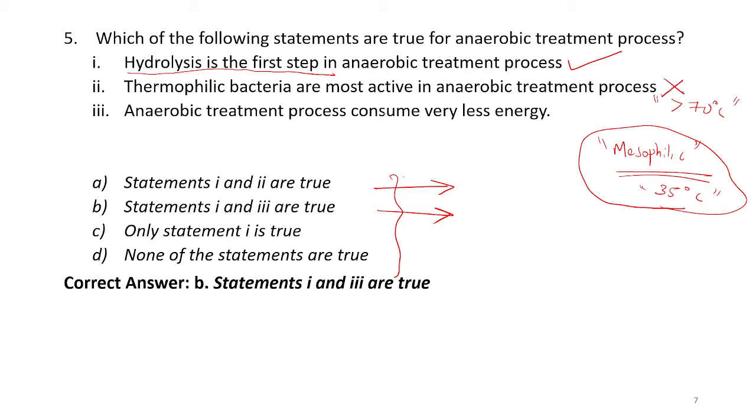Then we have statement 3. Anaerobic treatment process consumes very less energy, which is true. That is one of the most important advantages of anaerobic treatment process. They consume very less energy. In fact, anaerobic treatment process produces energy in the form of biogas. So statement 3 is also correct. Hence our answer is statements 1 and 3 are true, which is option B. Option B is the correct answer.